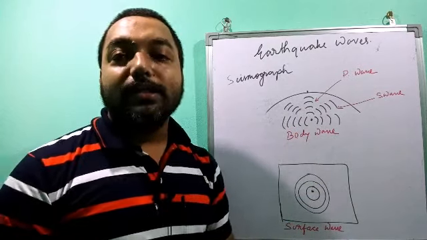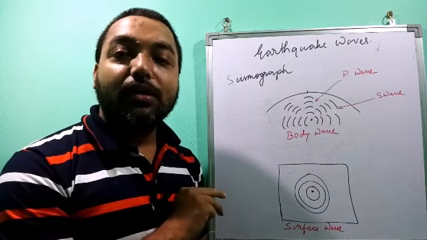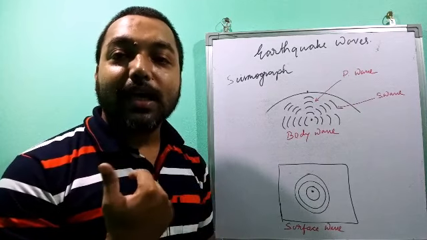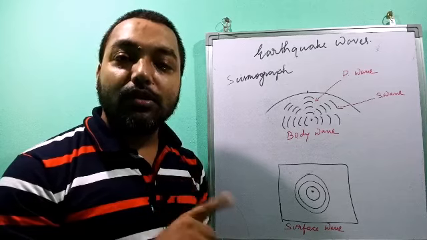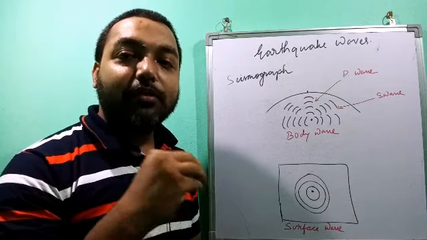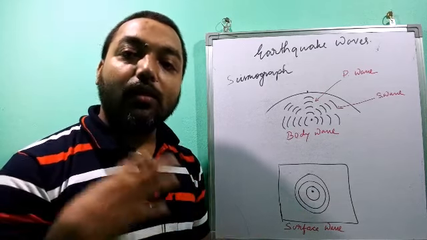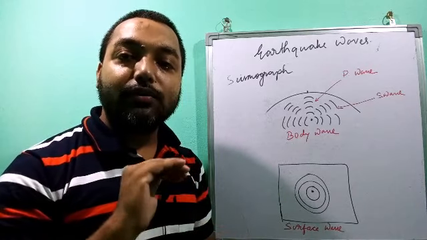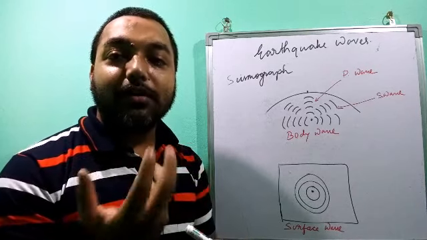The cause of an earthquake is the result of all these three different earthquake waves, that is, either P wave or S wave or surface wave. So when the P wave and S wave propagate, or the surface wave propagates, all three together cause different effects in an earthquake.